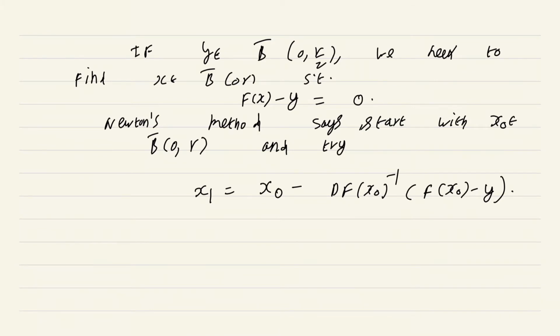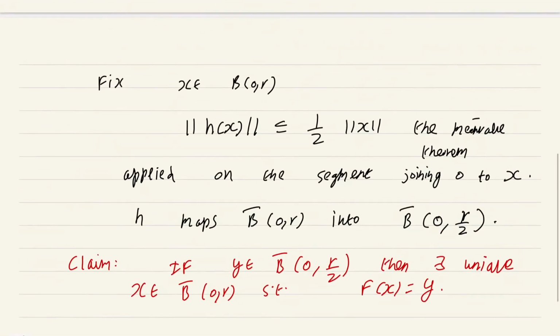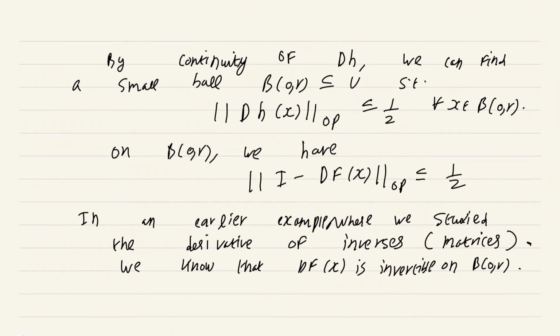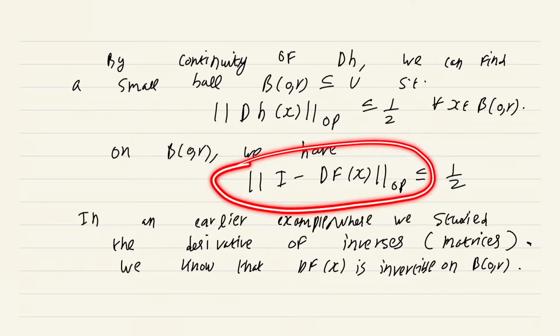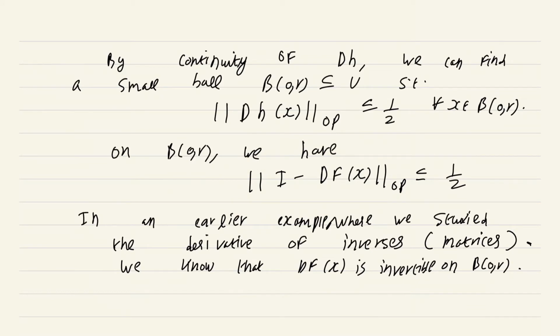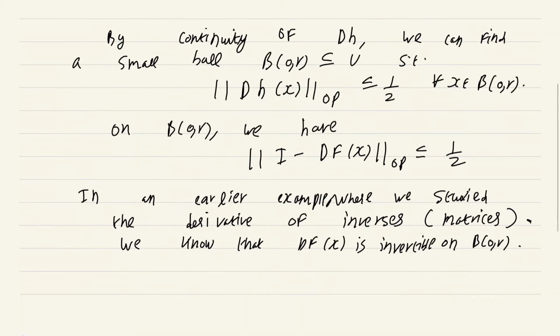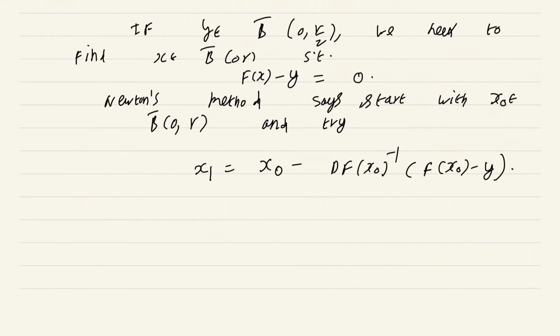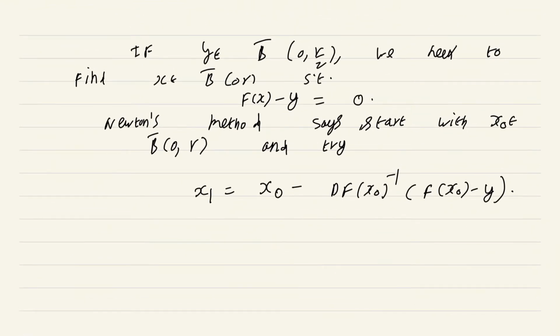Now here we are going to pull a trick. We already know that df0 inverse is going to be equal to the identity, and we also know from what we have considered previously that the operator norm of identity minus dfx is less than or equal to half. It's not too far away from being the identity whenever you choose x from this B0R closure. Okay, so we are going to try our luck and simplify this expression by saying we want to guess x1 equal to x naught minus just the identity applied to f of x naught minus y.